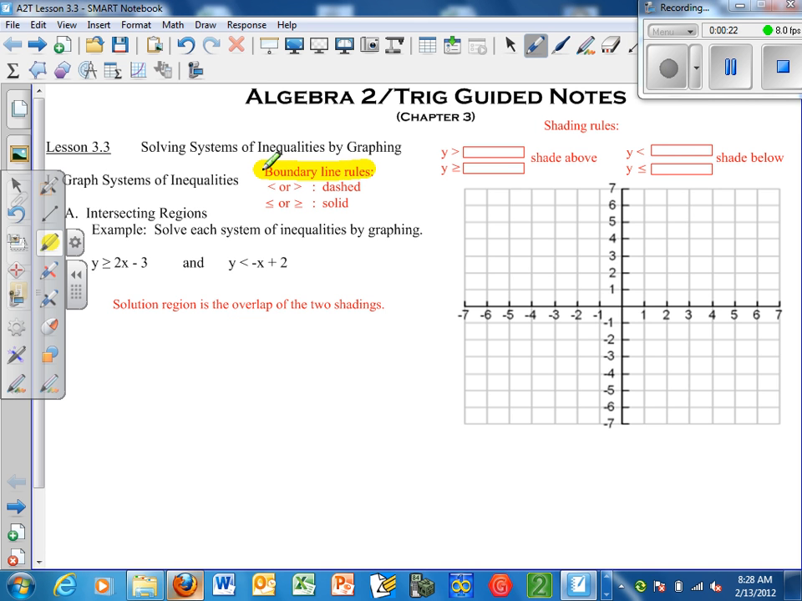Boundary line rules, when you're graphing inequalities. No equal to part under the symbol, it's a dashed boundary line, meaning it doesn't include the points on the line. If you have the equal to part in, it's a solid.